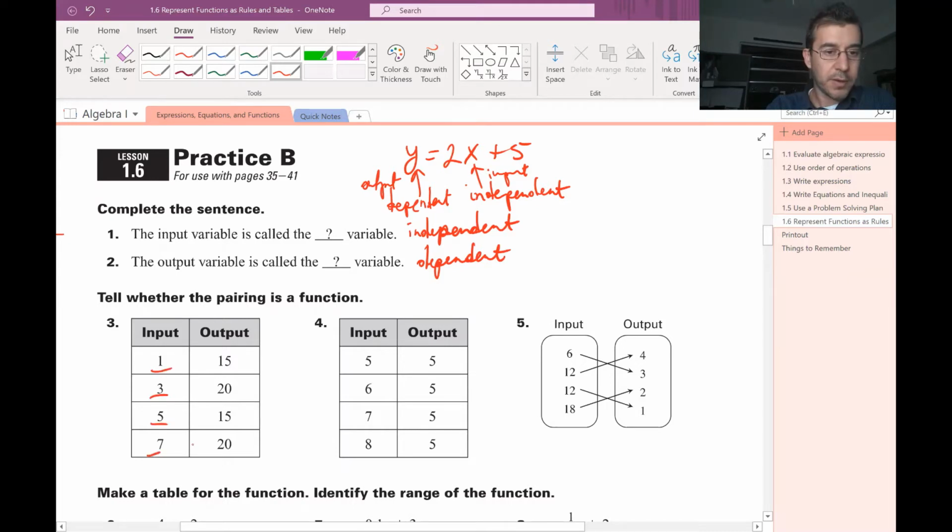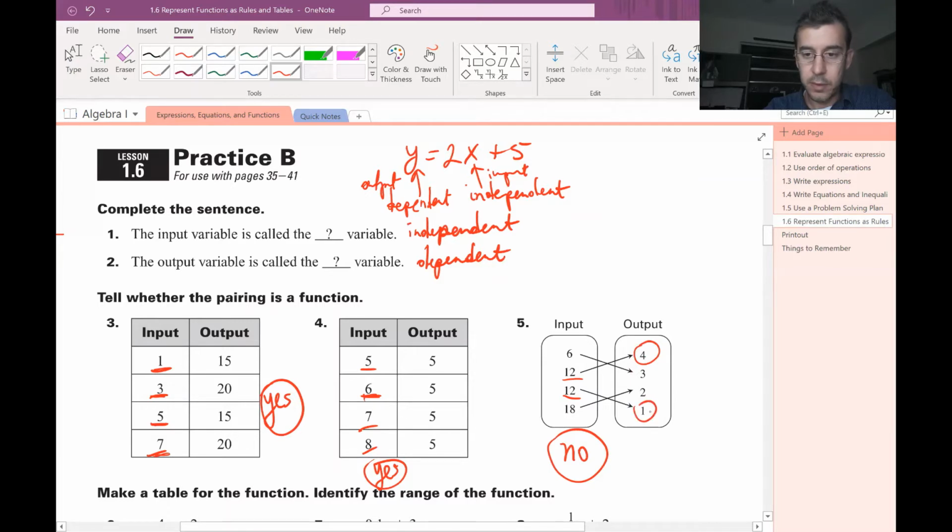1, 3, 5, 7. So yes. For each input parameter, there is one output. Number 4, 5, 6, 7, 8. Yes. For each input parameter, there is one output. Here, this is not a function, so no, number 5 is not a function. Why? Because for input 12, we get two outputs, 4 and 1.